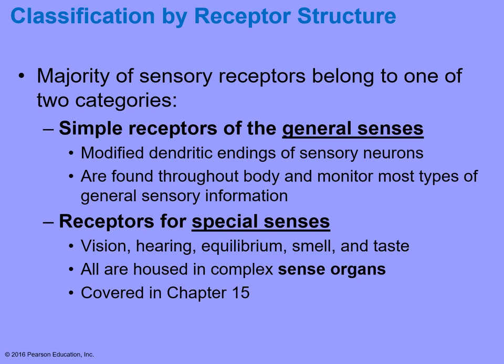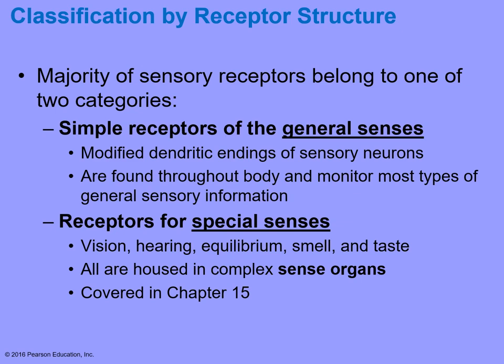In terms of classification by the structure, the majority of them are one of two types. Either simple receptors, which are typically for the general senses. They're found throughout the body. Or there are receptors for the special senses. Special senses are vision, hearing, equilibrium, smell, and taste. And those are going to be housed in complex sense organs.